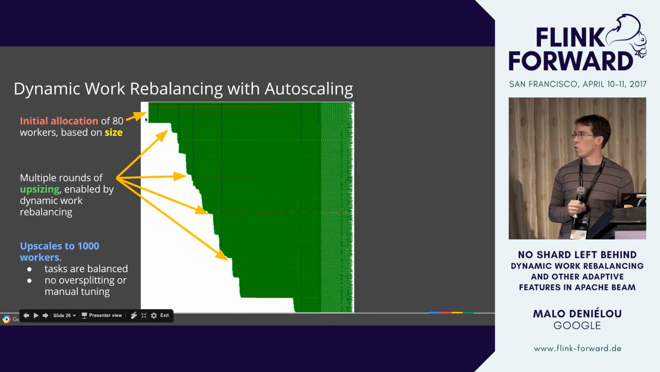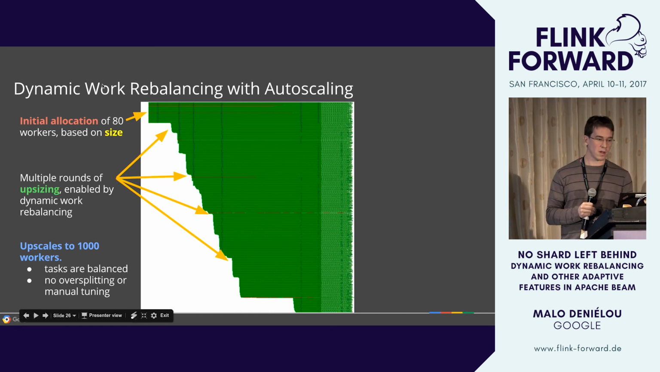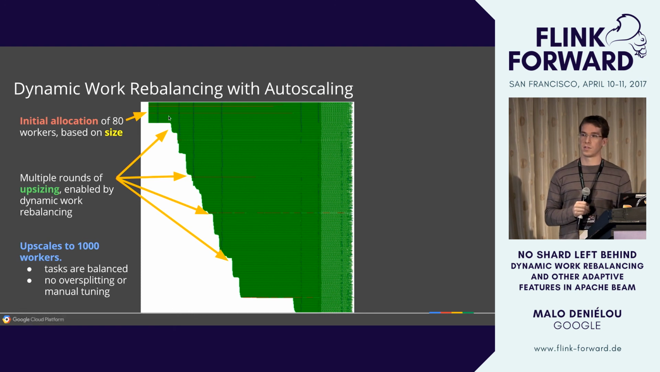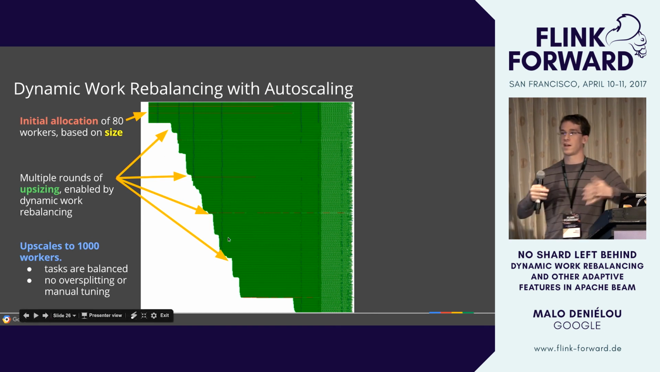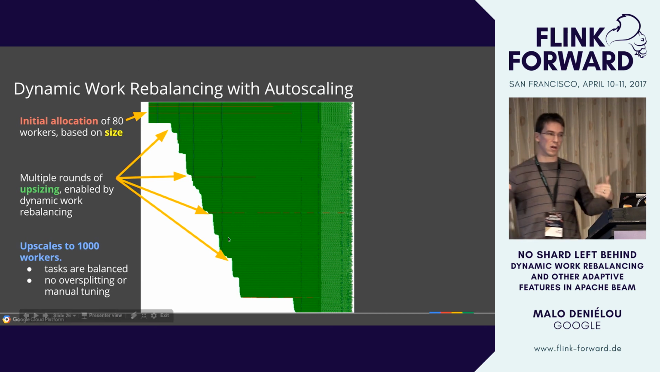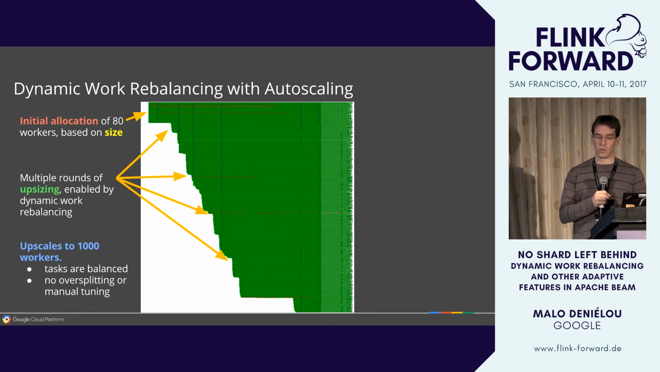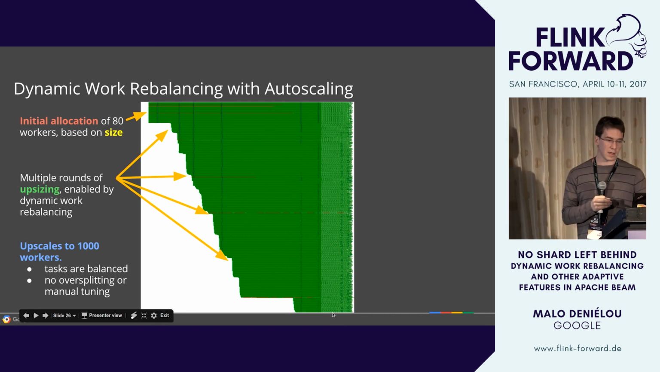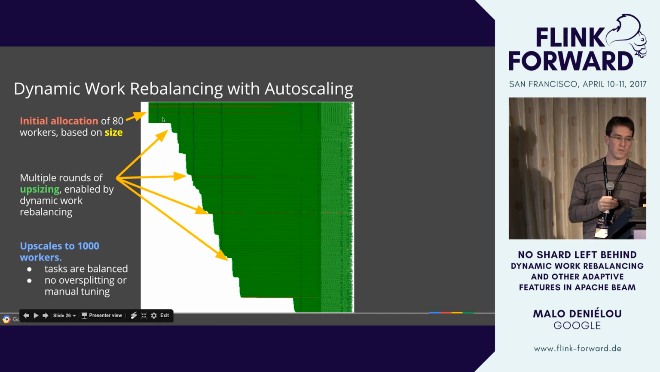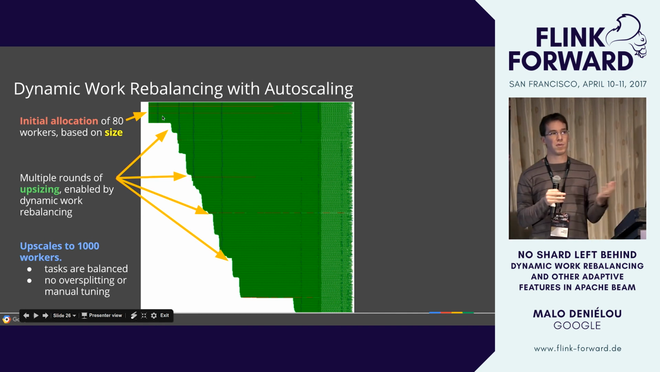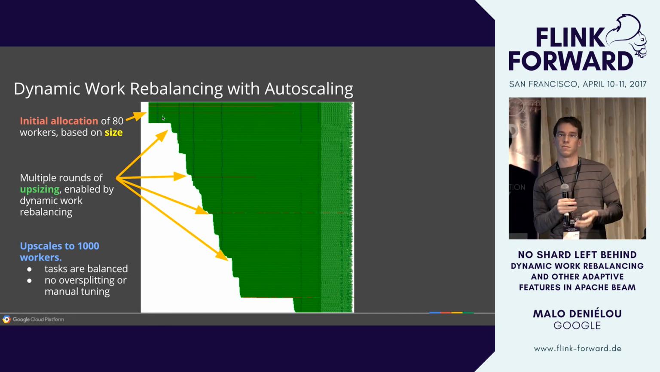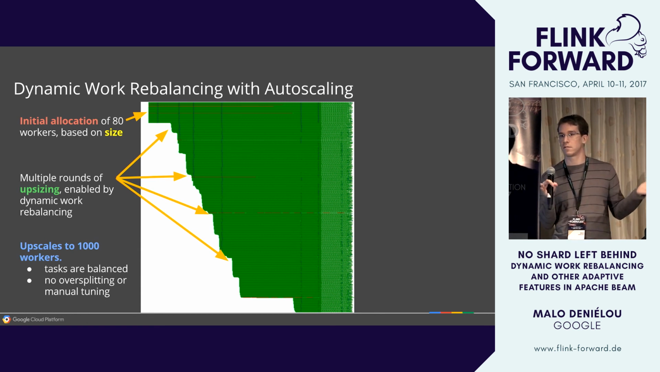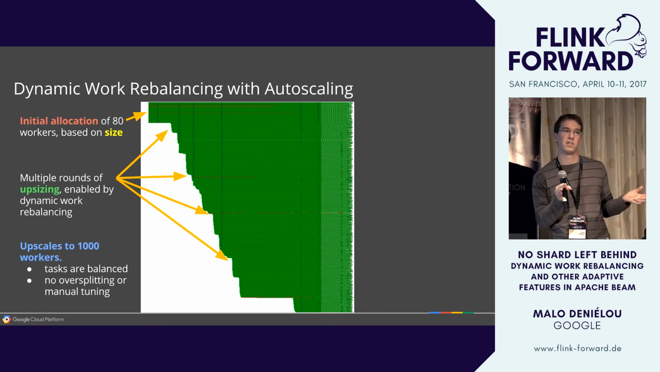But actually, there is way more work than we thought. So dynamically, we're going to see that we are making very slow progress. So we need more workers. And so we have multiple rounds of upsizing, so increasing the size of the cluster to reach actually 1,000 VMs here. Okay? And what you can see is that if you started with 80 workers, maybe you split your tasks, I don't know, 300 ways. So you started with 300 tasks initially.